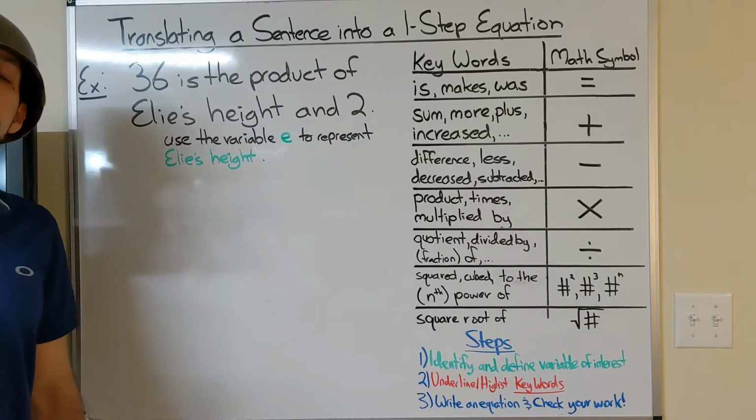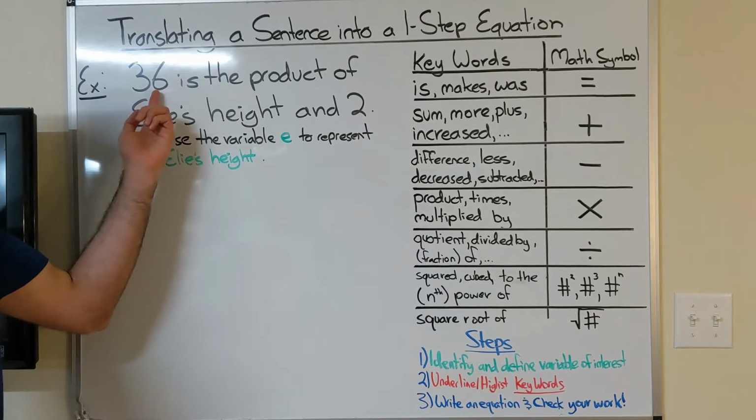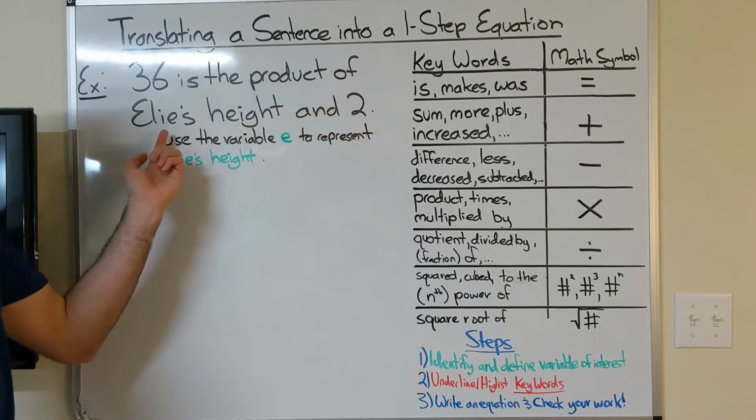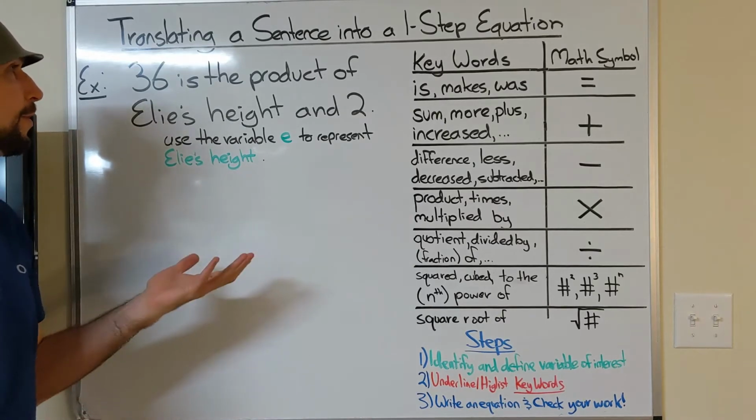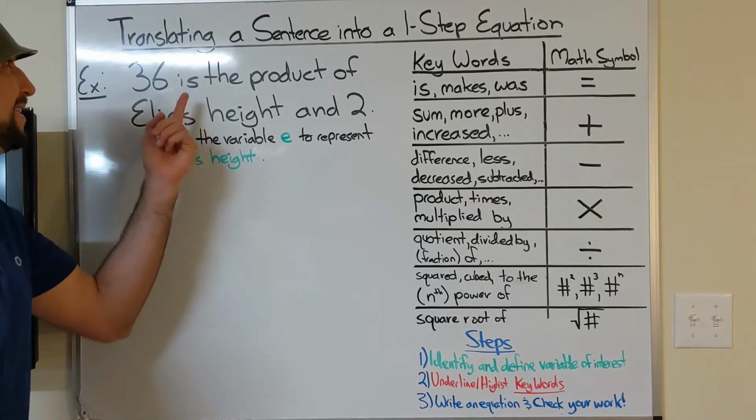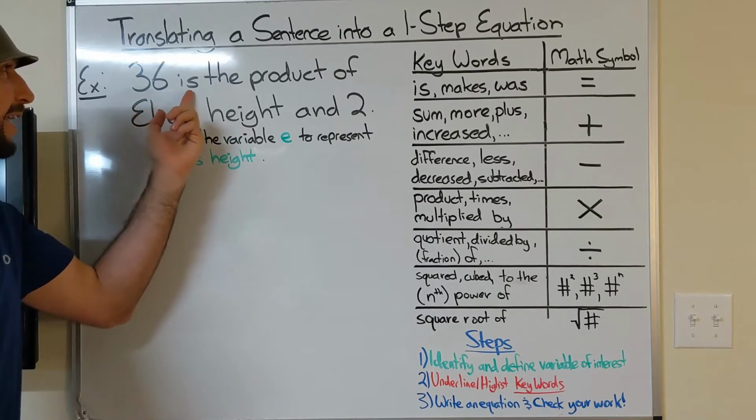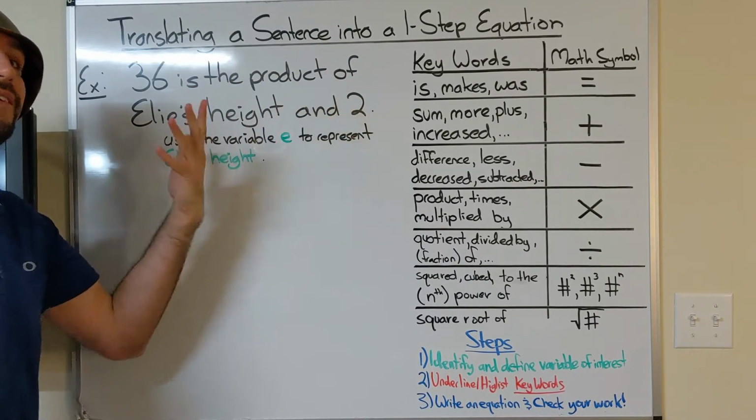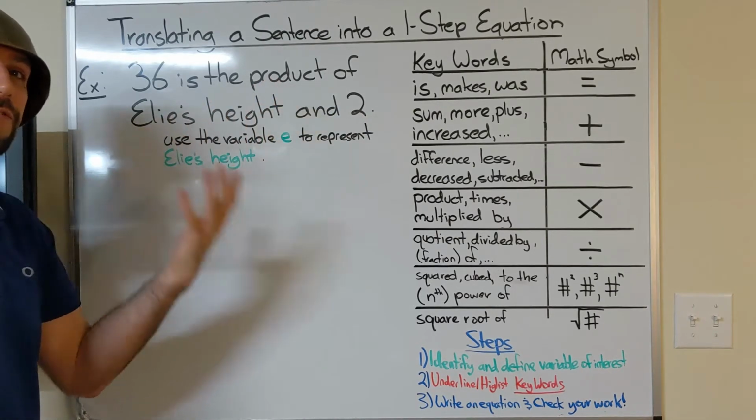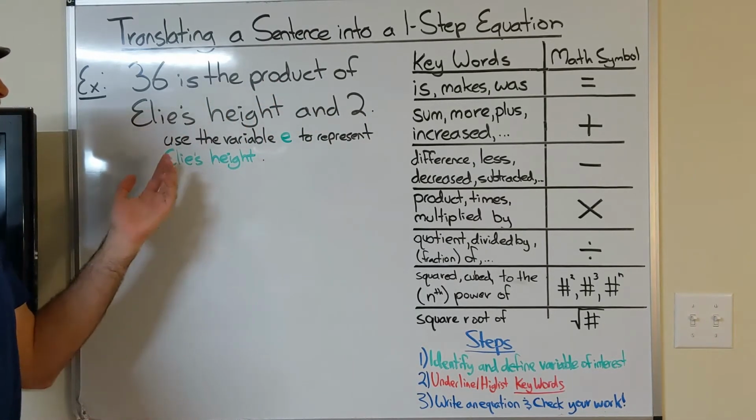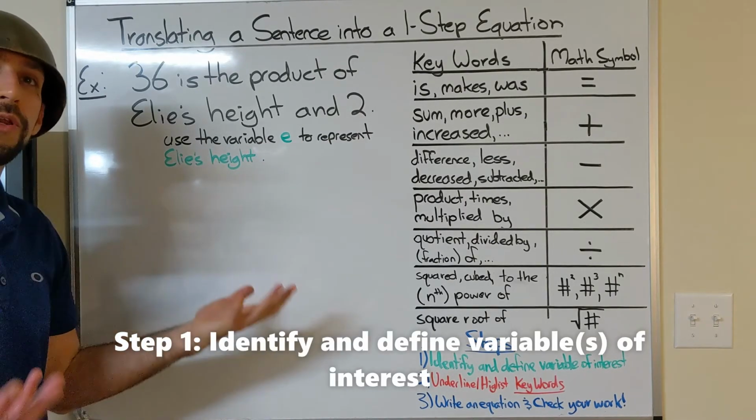Let's do one more. Now in the second problem, we're given different information. Here we're given 36 is the product of Ellie's height and 2. And two things I notice about this word problem are first that it's in the other order. We see is the second word, so we're going to have a number, a constant, equal to something else. Next, I notice that we have product here instead of increased by. So we're going to have a different operation. Again, they tell us to use the variable e to represent Ellie's height. So we already know our variable of interest.